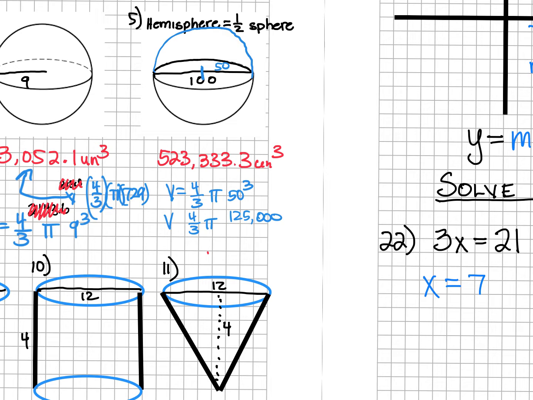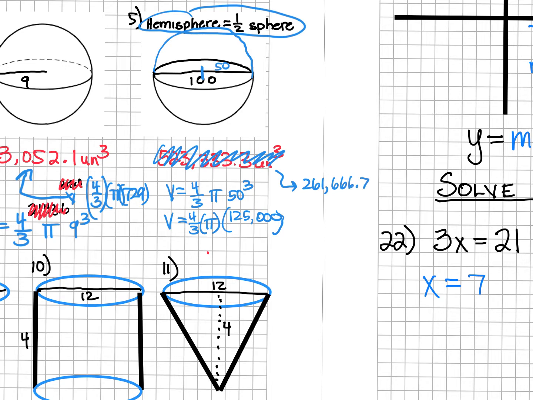Now, whatever this gives me when I multiply all these three things by each other, this will give me that full sphere. But up here, it says I want a hemisphere, half of that. So whatever my answer is, I'm going to hit divided by 2 to cut it in half. And my overall answer is not this. That is not the right answer. It is 261,666.7. So this answer up here was the full thing, not the hemisphere.